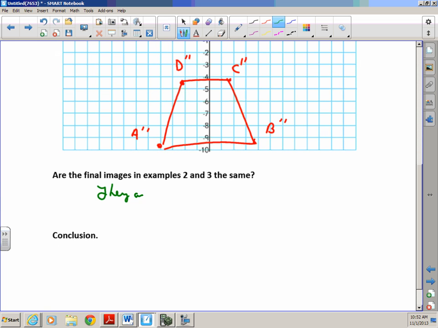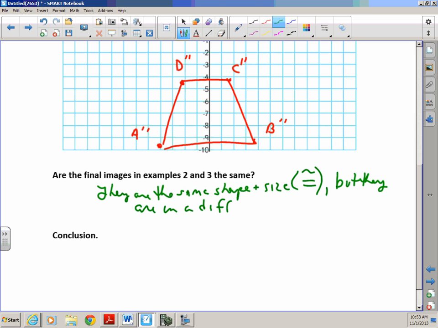they are the same shape and size, which means they're congruent, because we just transform them, and we can prove that, but they are in a different location. And so, what is our conclusion?